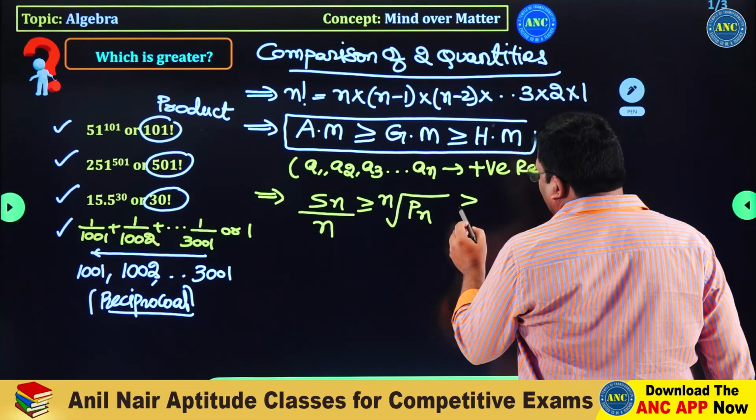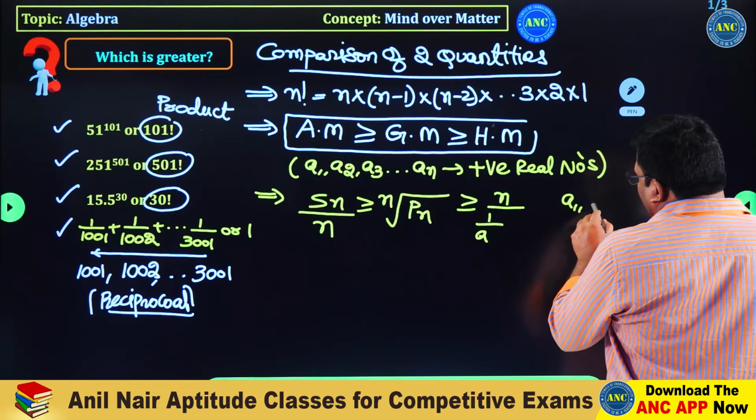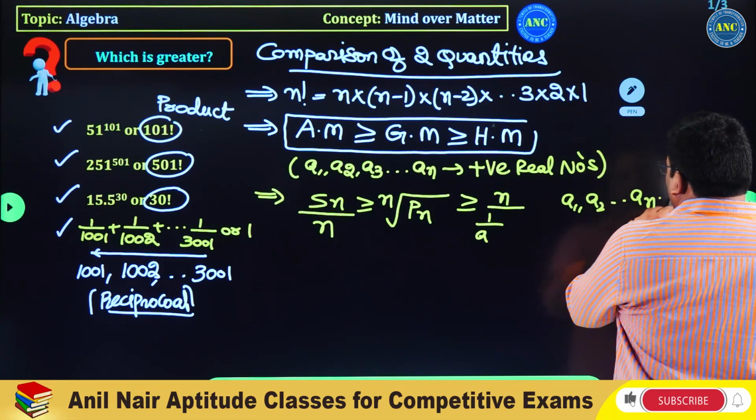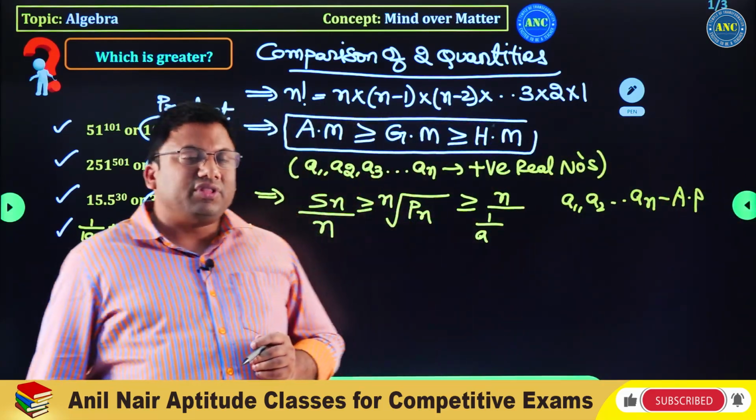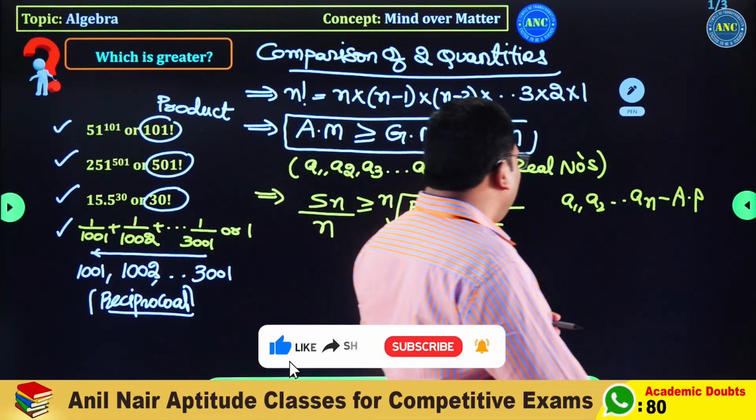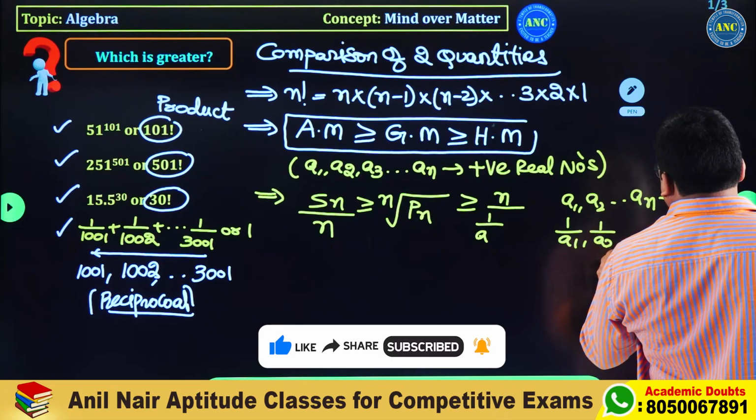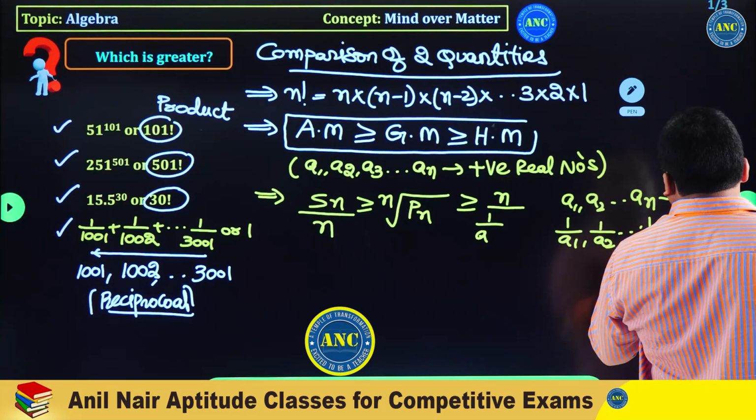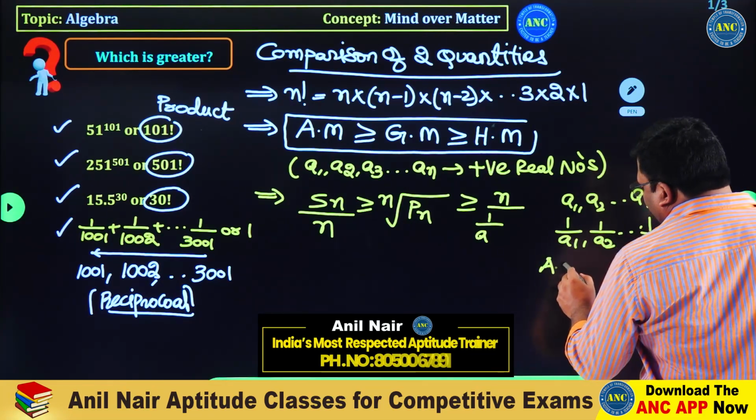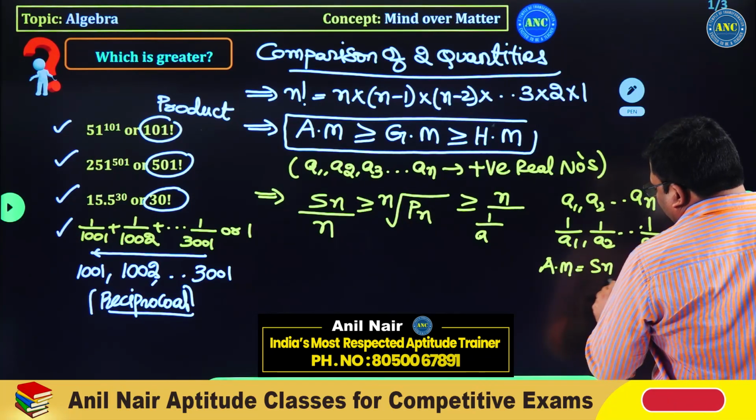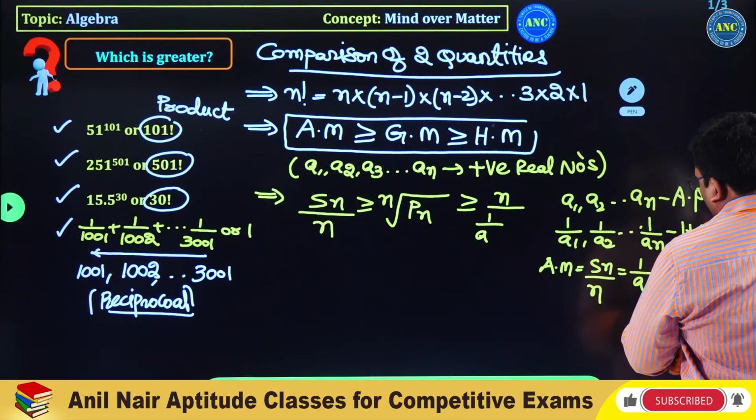Harmonic mean is given by the reciprocal of the arithmetic mean of the reciprocals. If A1, A2, A3 till AN are in arithmetic progression, then the reciprocals 1 by A1, 1 by A2, 1 by AN are in harmonic progression. Arithmetic mean is given by sum of the quantities by number of the quantities. The sum of the quantities will be 1 by A1 to 1 by AN, divided by N.